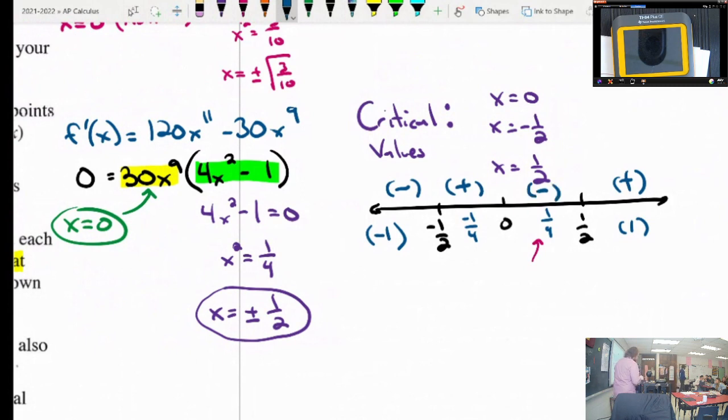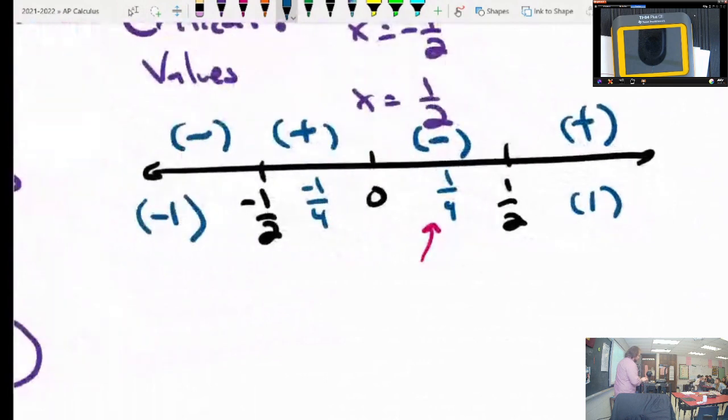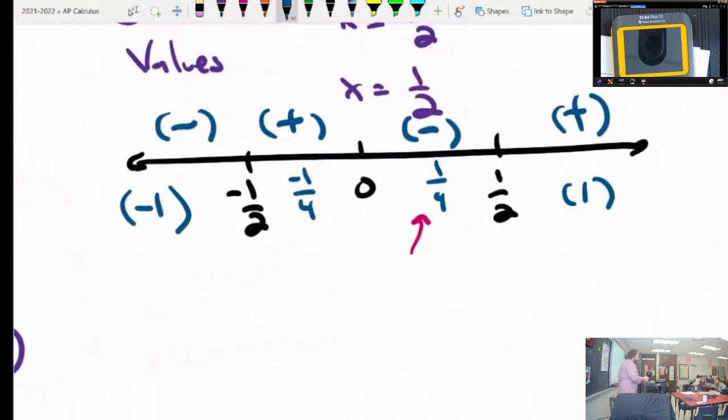Now that we've got this sign chart, it's really easy to look at it and decide whether these are maximums or minimums. Negative 1/2 is where it goes from decreasing to increasing. That's a minimum. At 0, you go from increasing to decreasing. That's a maximum. And at 1/2, again, you go from decreasing to increasing. That's also a minimum.